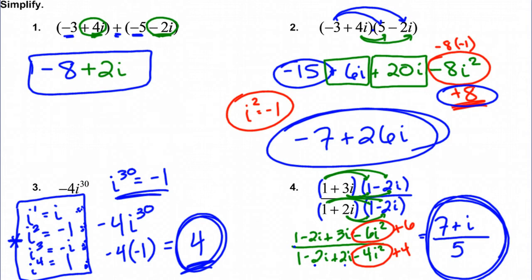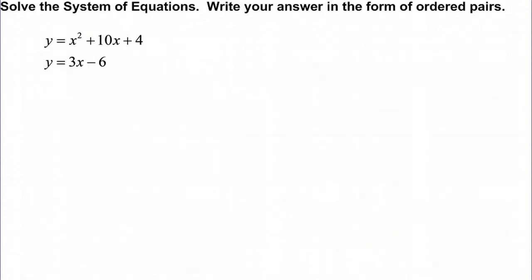All right, let's look at a couple other problems. Here's another type of problem that we looked at in this unit. A system of equations involving a quadratic and a linear function. In this case, we've got them both equal to y. Y equals x squared plus 10x plus 4, and y is equal to 3x minus 6. And we're going to try and identify the x and the y that both, or any x and y coordinates that will work for both of these equations.